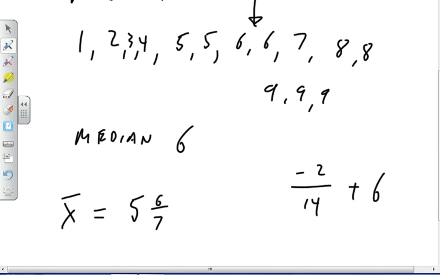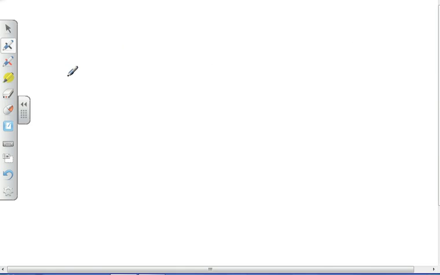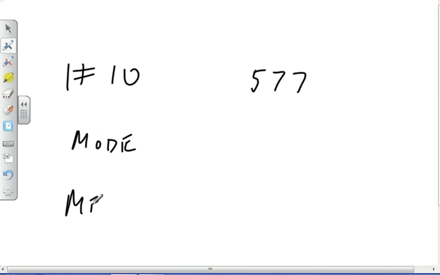10. Use the data from table 19.7 and find the median and mode. Do I have to find the average? No, I don't. Okay, so we'll do number 10. Table 19.7. Alright, so, oh bummer, look at that. So I'm on page 577, and I want to find the mode, and I want to find the median.